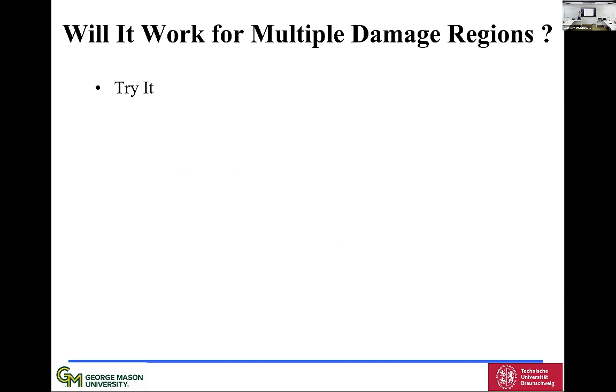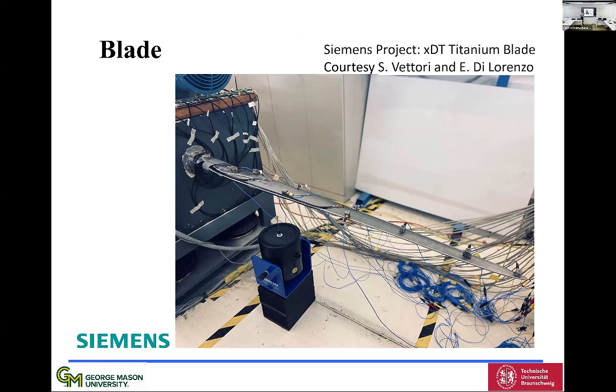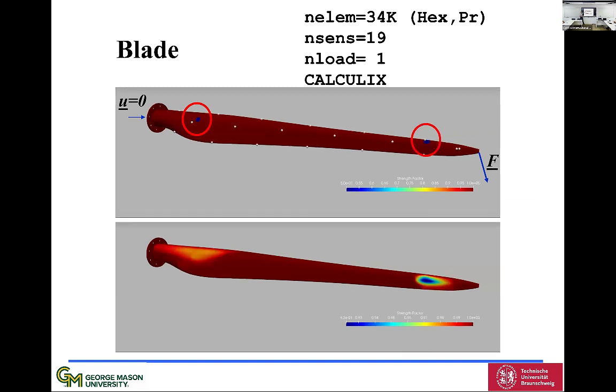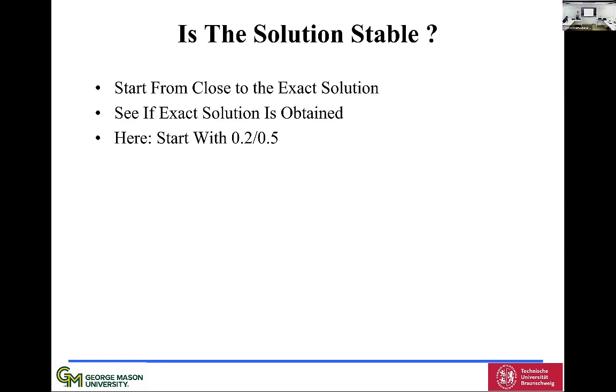Will it work for multiple damage regions? Just try it. Let's try it on this Siemens titanium manufactured wing here. You can see the displacements there. Let's assume that we only have one damage region over here. Do we recover it? Yes, pretty good. Now let's have two regions, one here and one there. You can see the sensors, and do you recover? Yes, you do recover. So it seems to work for multiple regions.